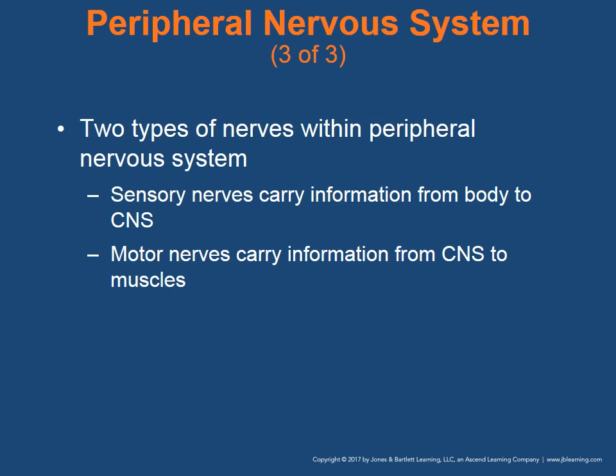The sensory nerves carry information from the body to the central nervous system, right? This tells us, ooh, that's hot, and that sends that information to our brain through our sensory nerves from the body to the central nervous system. And then we have the motor nerves, which carry information from the central nervous system to the muscles that allow us to pick up that pen.